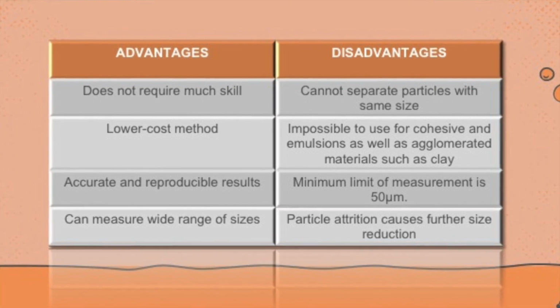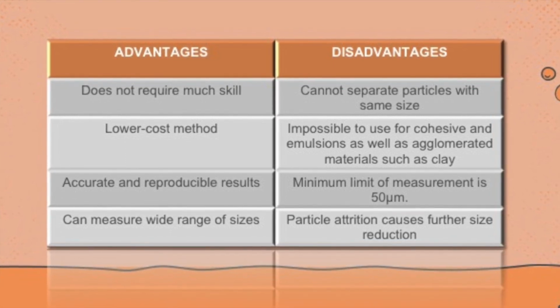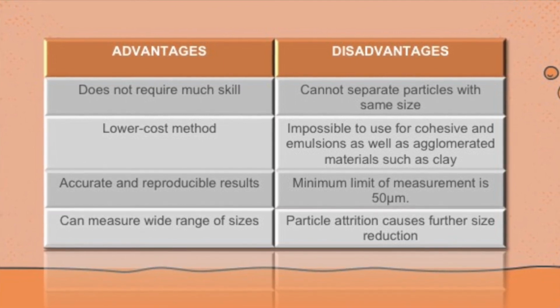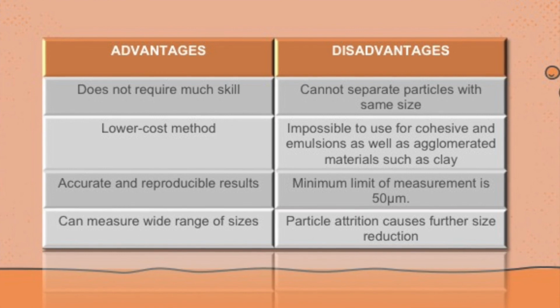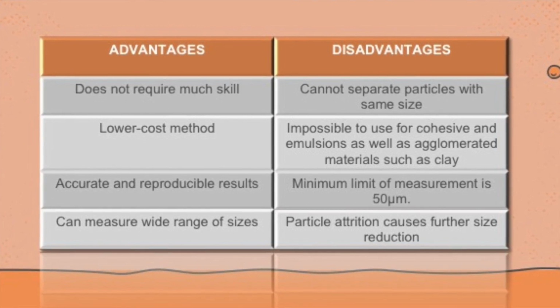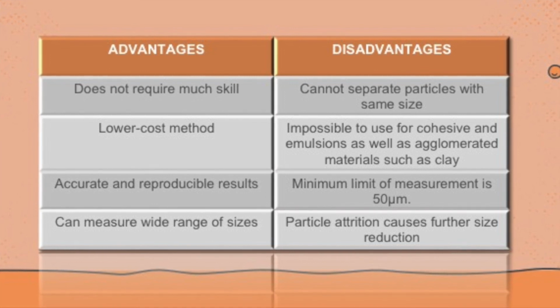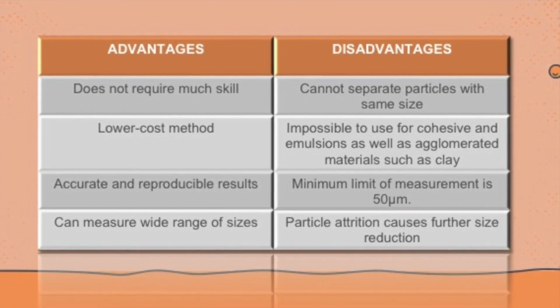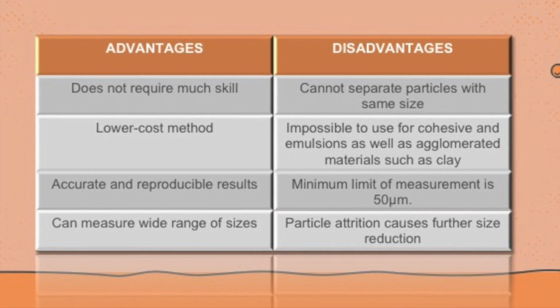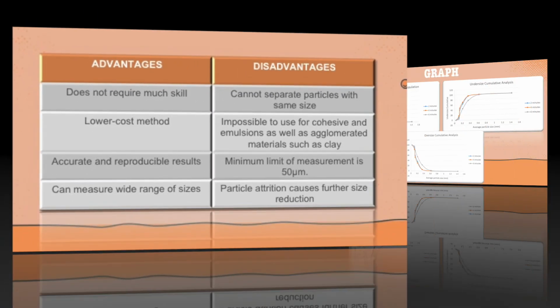Lastly, particle attrition causes further size reduction. What this means is that when materials are subjected to vigorous motion, vertical or horizontal motion, this could cause breakage on the material itself, making it a lot smaller and could affect the quality when it passes through the mesh itself. So this can be a huge disadvantage because this could affect the quality of the products of any companies. So that's it. So let's proceed to the next slide.